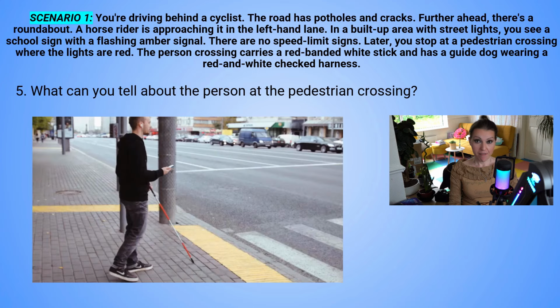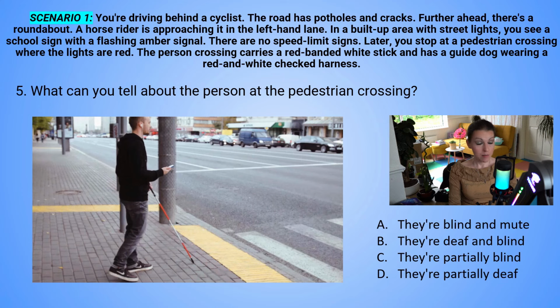Question number 5. What can you tell about the person at the pedestrian crossing? So let's recap. At the pedestrian crossing, the lights are red and the person who is crossing the road has a red banded white stick with a guide dog wearing a red and white checked harness. So, what can you tell about this person at the pedestrian crossing?